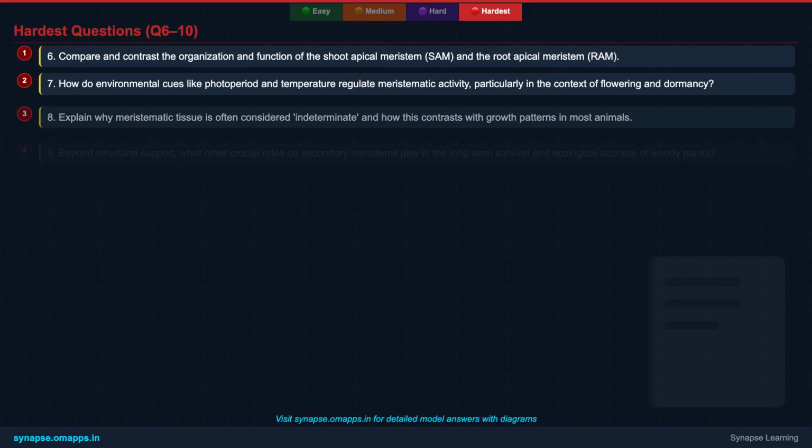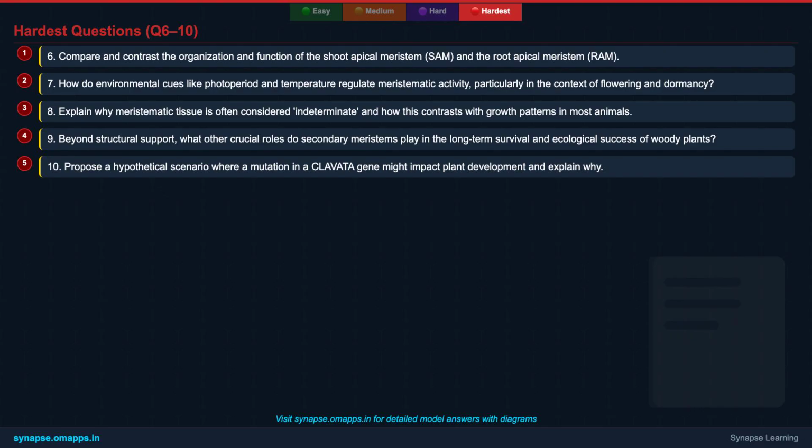Here are the remaining hardest questions. These will truly test your in-depth understanding of meristematic tissue. 6. Compare and contrast the organization and function of the shoot apical meristem, SAM, and the root apical meristem, RAM. 7. How do environmental cues like photoperiod and temperature regulate meristematic activity, particularly in the context of flowering and dormancy?